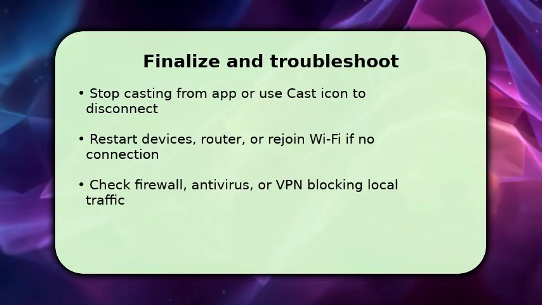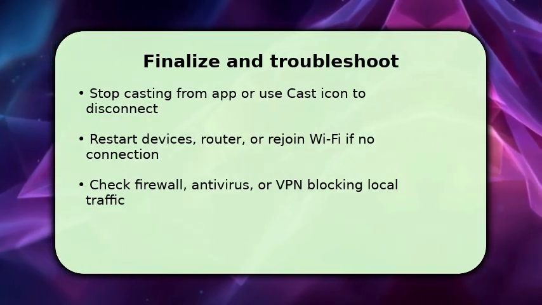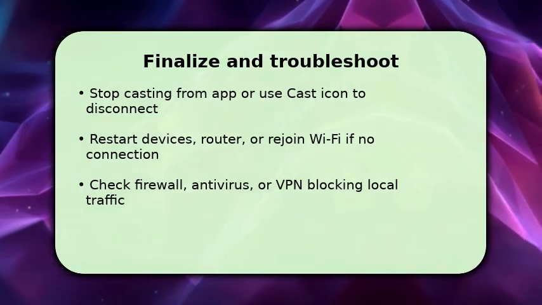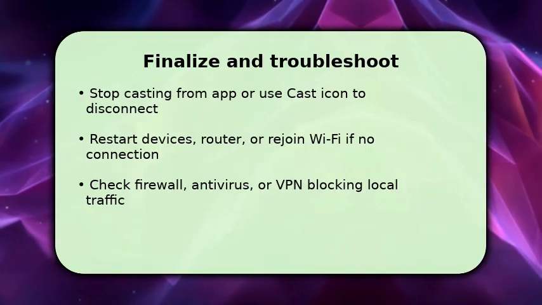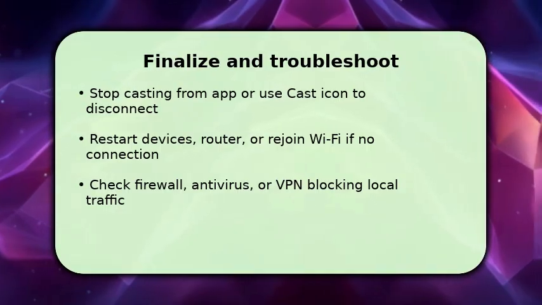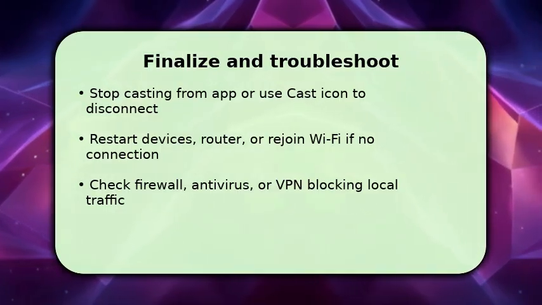If casting fails, restart your phone, laptop, and router, and make sure no VPNs or firewalls block local discovery. This is the most common issue. If problems persist, reinstall the Google Home or Receiver app and retry the discovery step to restore the link.